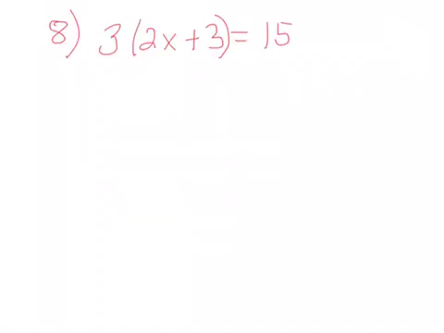Here's another one. What do you think would be the first step? If you think, I've got to get rid of those parentheses, you're exactly right. But can you do anything to simplify what's in the parentheses, the 2x plus 3? If you're saying, no, I can't add those because they're not like terms, you're exactly right. So what would you do? Well, you're going to distribute.